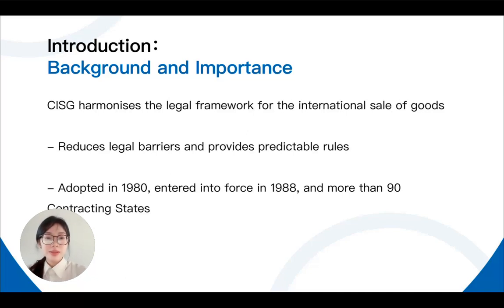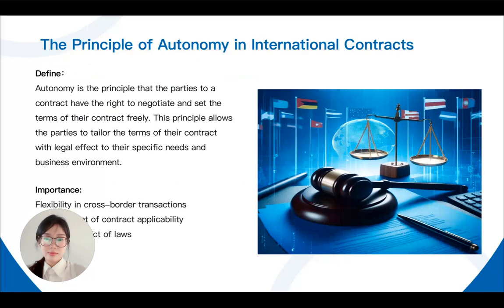The principle of party autonomy in international contracts: definition. Party autonomy is a fundamental principle in contract law that allows parties to freely negotiate and settle the terms of their agreement. This principle is particularly important in international trade, where parties come from different legal backgrounds and have varying commercial practices.